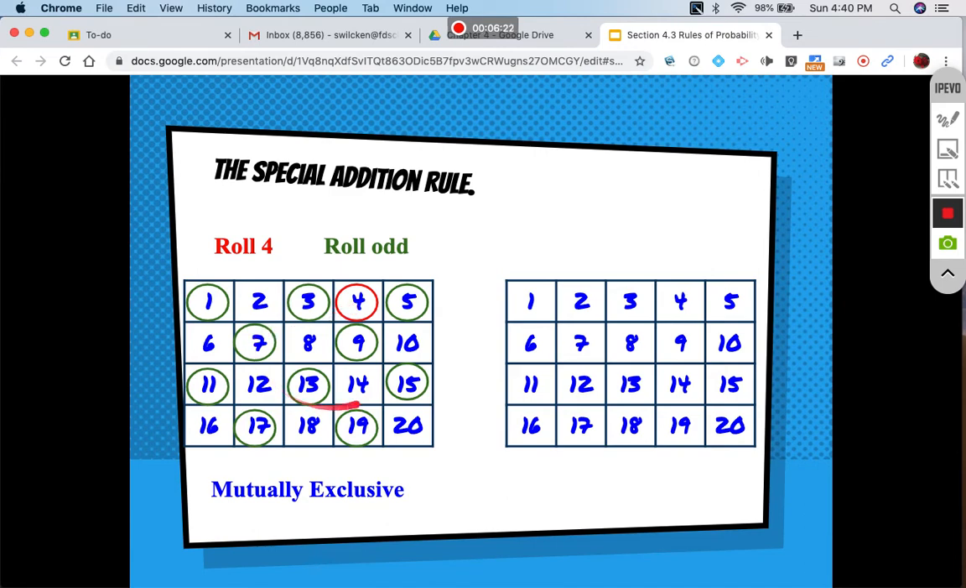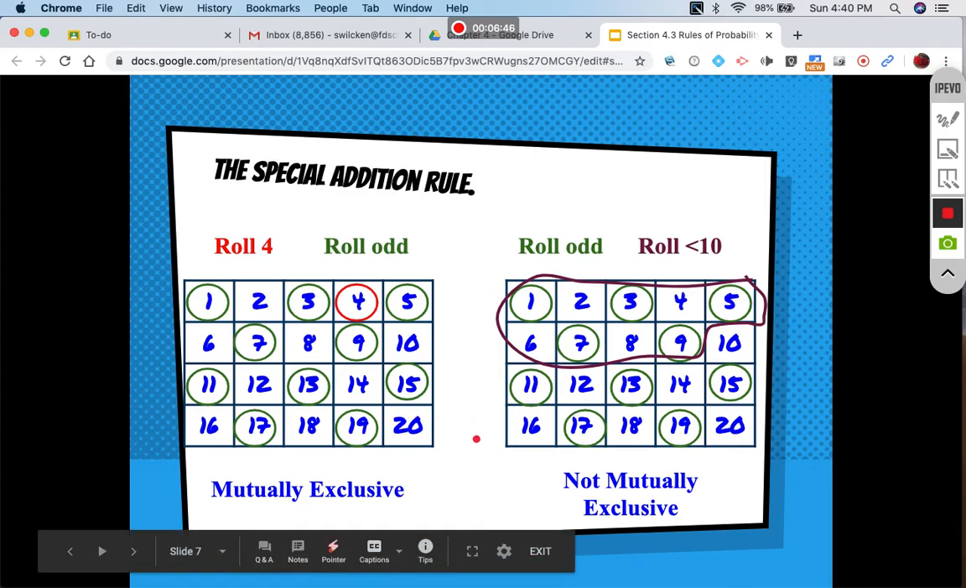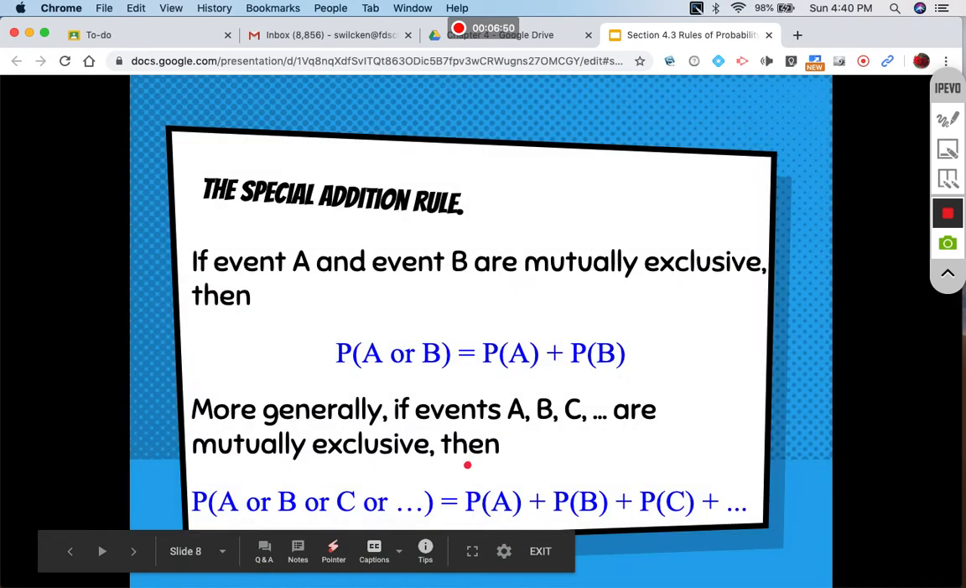Notice these are mutually exclusive. There is no overlap. But when we look at rolling an odd number and rolling a number less than 10, there is overlap between the two of these. These are not mutually exclusive. And I said in the last lesson that's going to be important to us when we start combining these. And here's where you see why. It's much nicer when we're mutually exclusive.